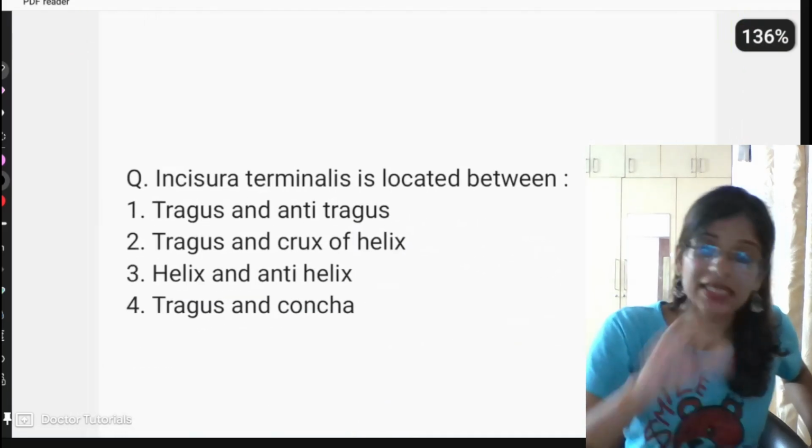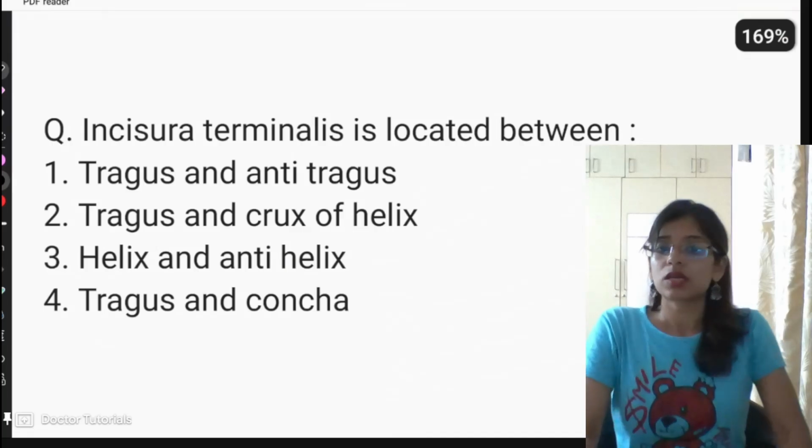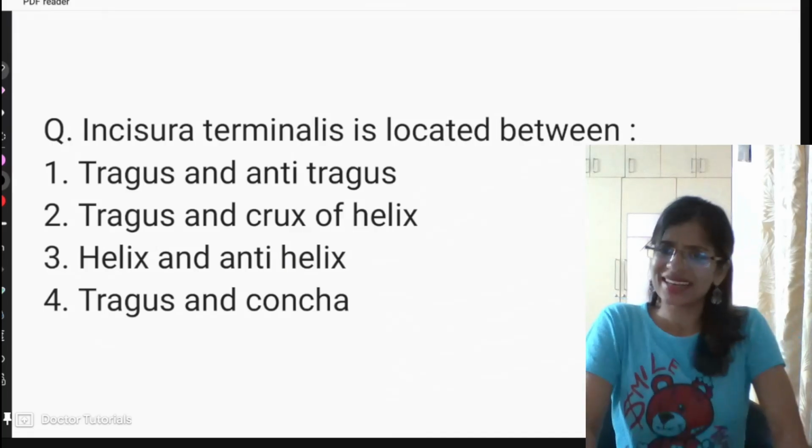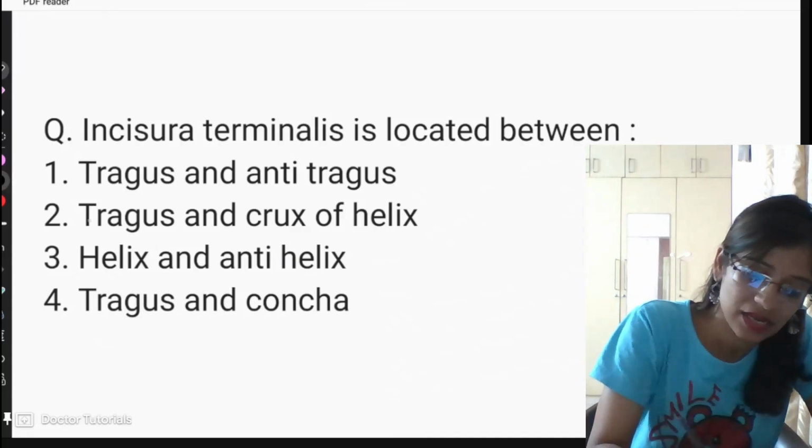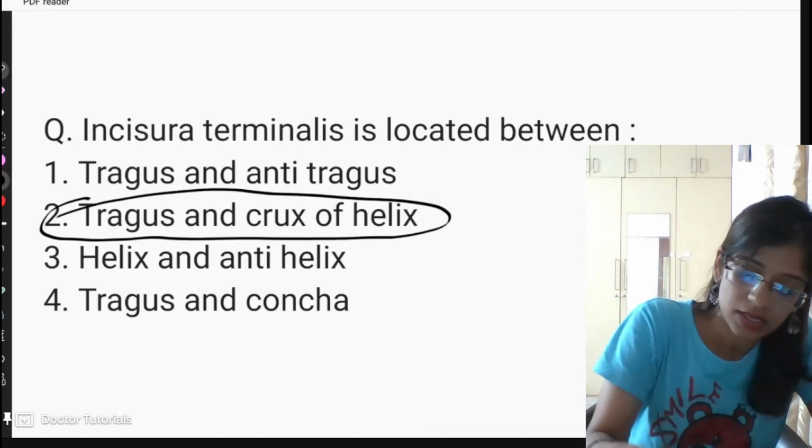Now tell me the answer. Incisura terminalis is located between tragus and antitragus. Is it? No. Tragus and crux of helix? Yes, that's the answer. Tragus and crux of the helix.